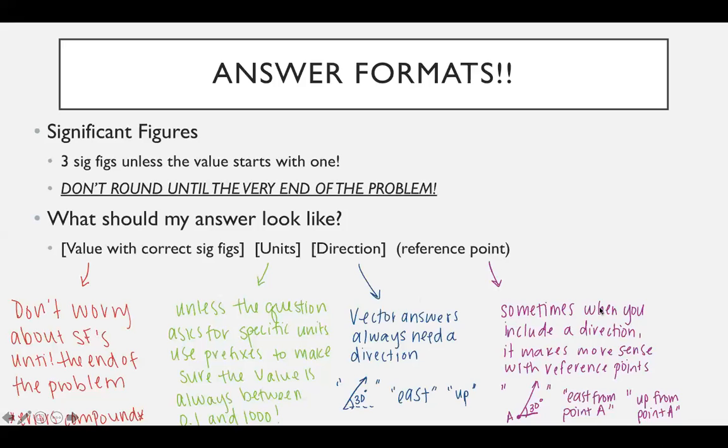It doesn't matter what the direction is if you don't know where you're starting from for that direction. So it's not enough to just say this. You have to have some kind of point here, or label the x-axis, and then east from point A or up from point A, or whatever point you're talking about. You need some kind of indication of where you're starting so that you know where you're going.